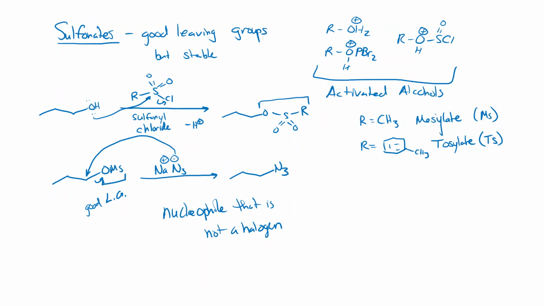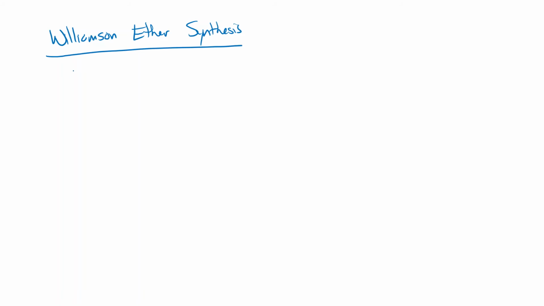But what we also have to talk about is what if we activate these things with base? So this is a little bit of a switch here. This is called the Williamson ether synthesis. This is one of those reactions that gets a big fancy long name. It's an SN2 reaction, and there's not really any other trick to it. I don't know why Williamson gets his name put on this. Well, okay, that's not fair to Williamson. He figured this out, so we should give him credit.